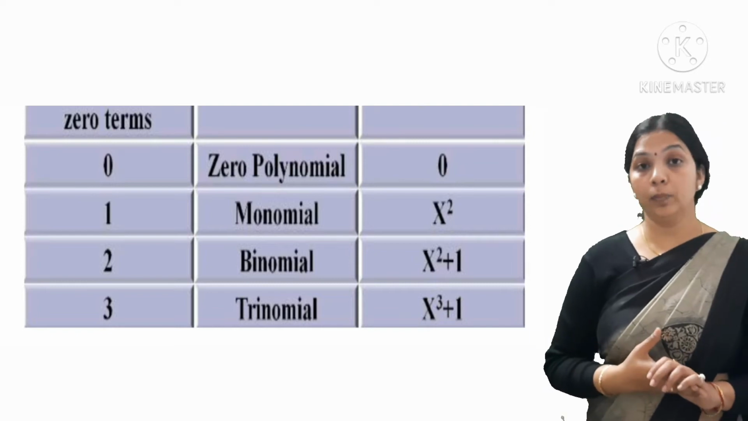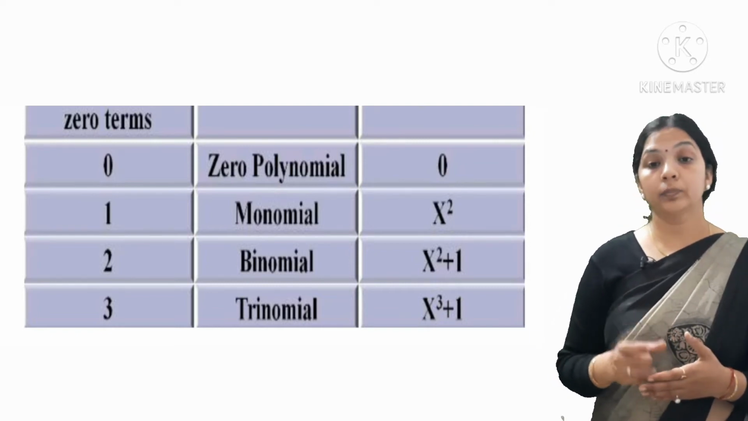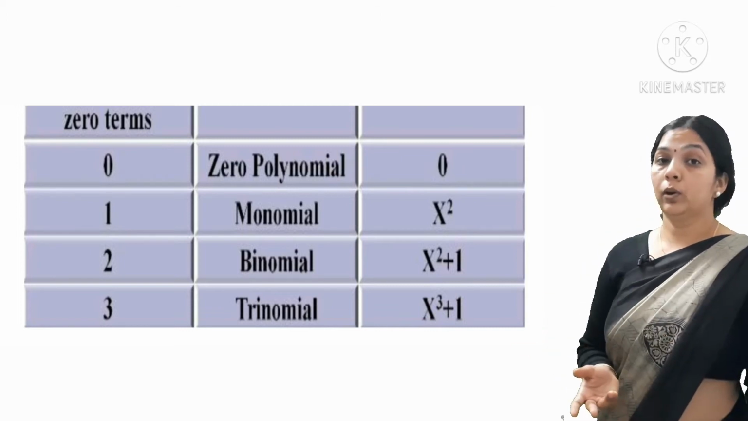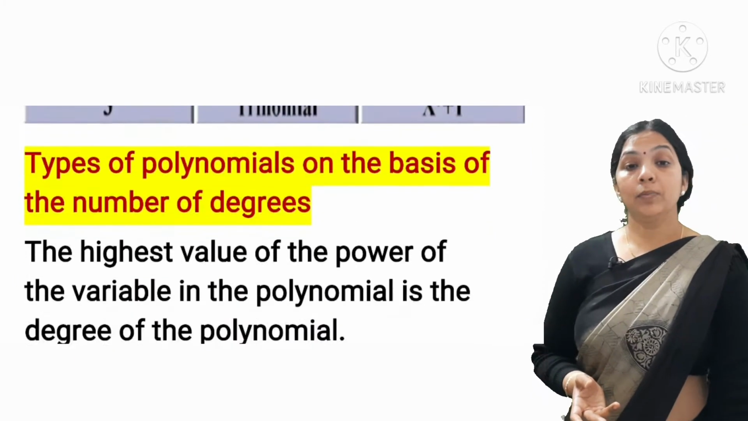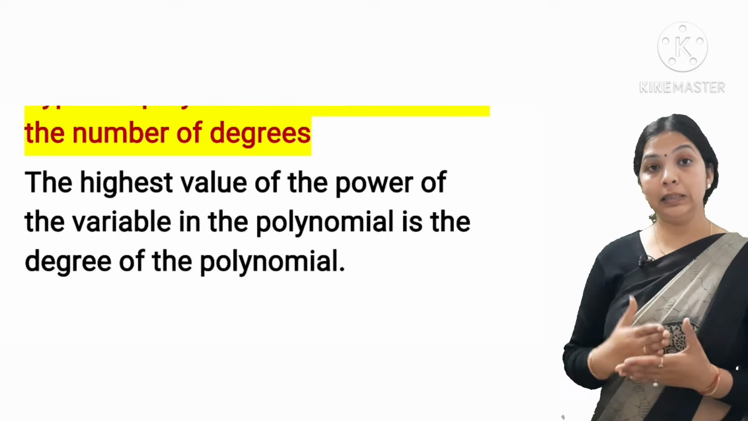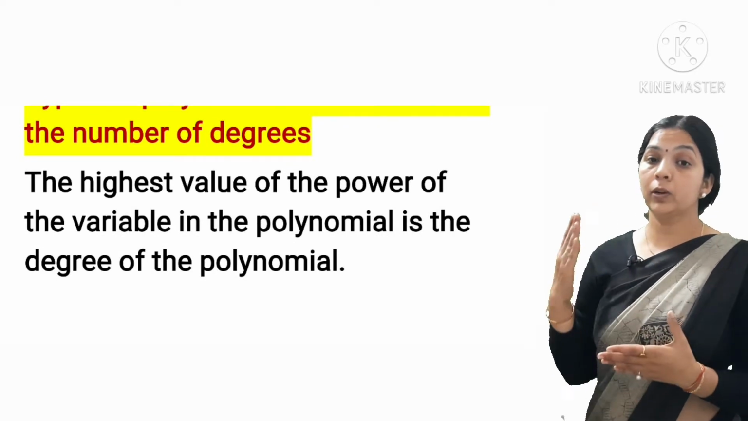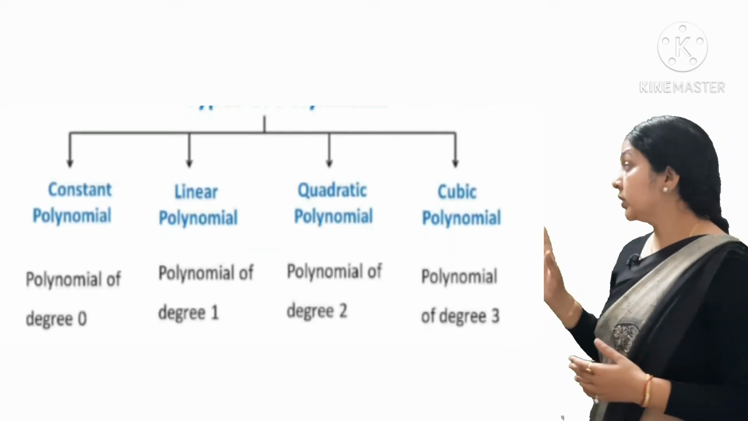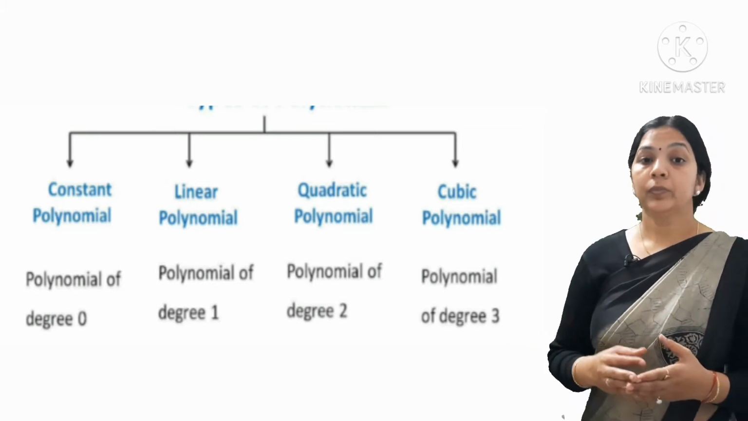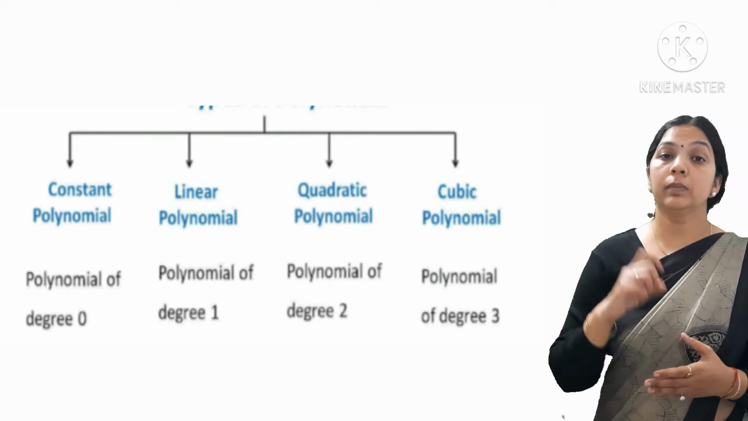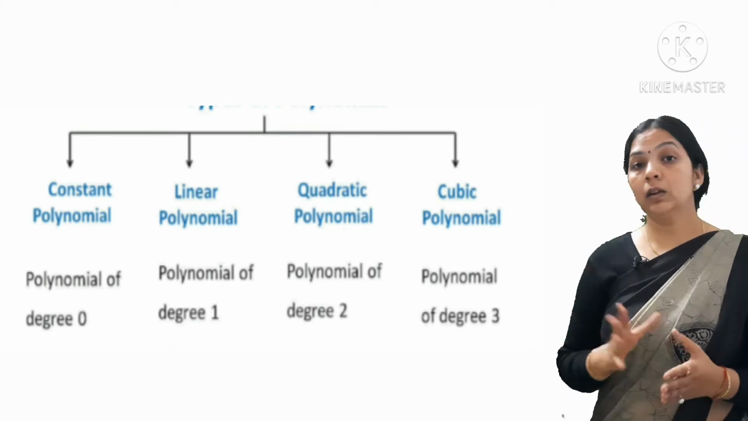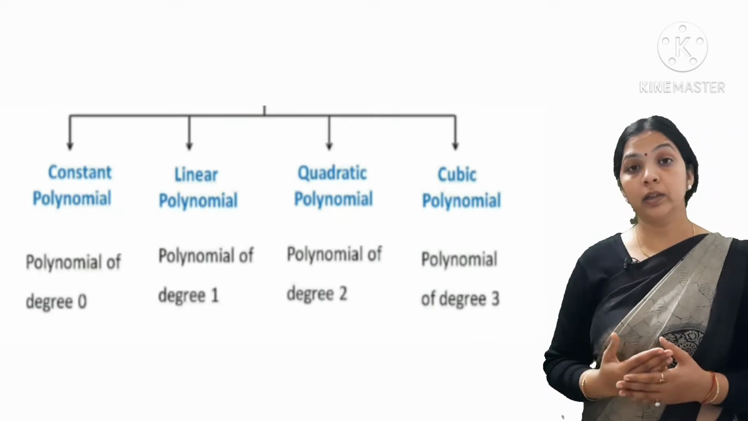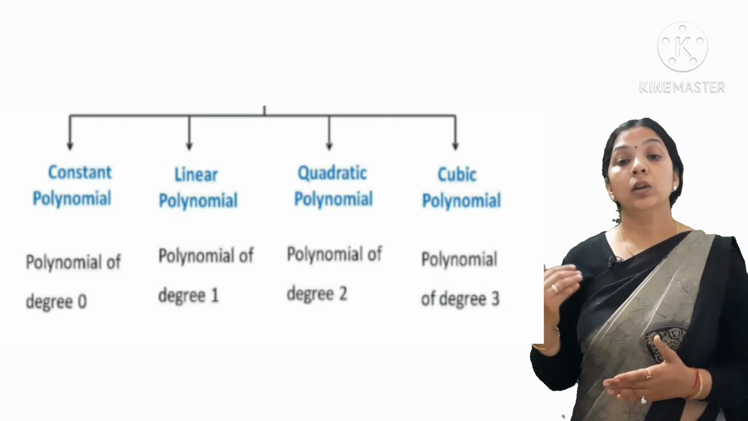The degree of a polynomial. The highest power of the variable in any polynomial is the degree of the polynomial. Now, the types of polynomial: constant polynomials, linear polynomials, quadratic polynomials and cubic polynomials. These are on the basis of degree. Constant polynomials are of 0 degree. Polynomials having 1 degree are the linear polynomials. If the degree of the polynomial is 2, then it is a quadratic, and if the degree is 3, then it is a cubic polynomial.